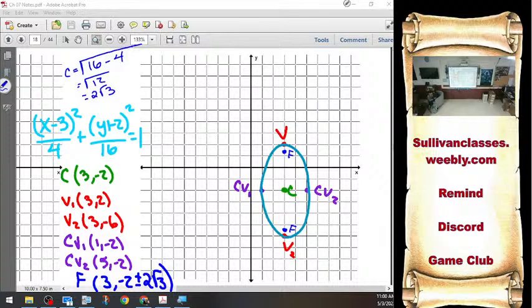Okay? What do you like better? Label the stuff on the graph so the numbers are right there next to the point, or put the things in the right spot and label it off to the side? I take both. Okay? I take both. You do whatever you're going to do.